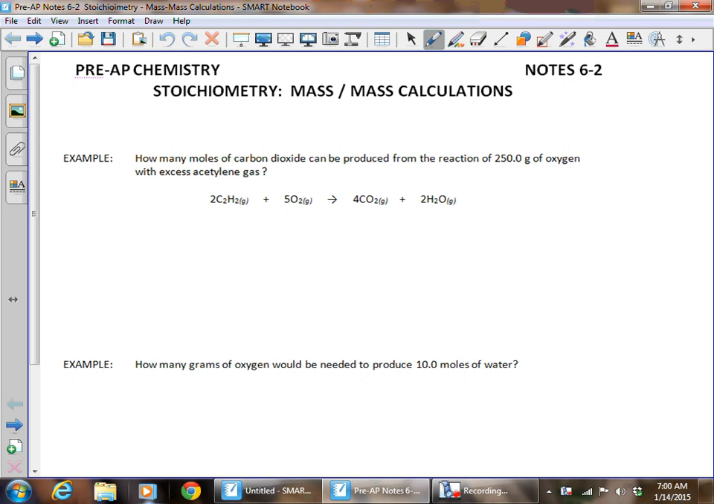We're going to attack it the same way. How many moles of carbon dioxide, so we want moles of carbon dioxide is what we're looking for, can be produced from the reaction of 250 grams of oxygen? So that's what we're going to label on our balanced equation. It says we have 250 grams of oxygen and that we're trying to find X moles again. So that's our unknown of carbon dioxide. Sorry, I almost labeled the wrong one. So X moles of carbon dioxide.